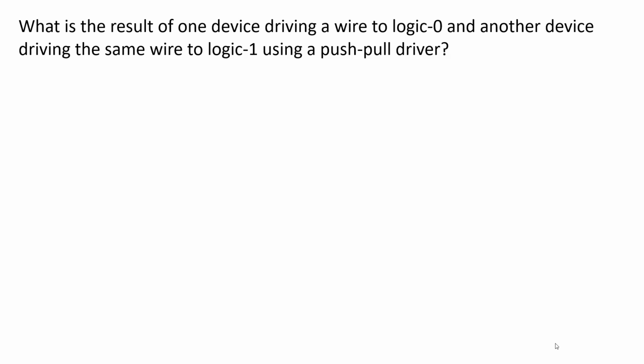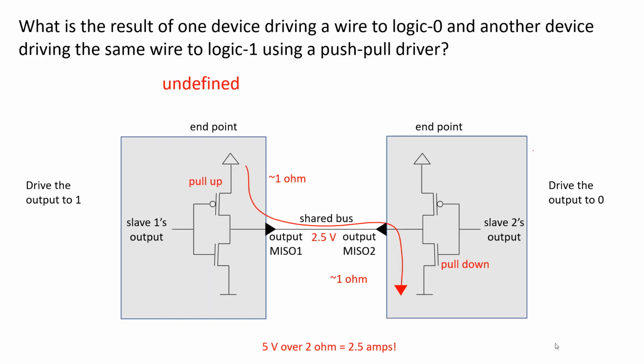Okay, what is the result of one device driving a wire to logic 0 and another device driving the same wire to logic 1 using a push-pull driver? So if that happens, you're going to have a low impedance path between power and ground. You got one driver pulling up, the other driver pulling down. That just basically opens up your circuit. The series resistance there is going to be the series resistance through the pull-up transistor combined with the series resistance of the pull-down transistor. So if the on resistance is 1 ohm in both cases, there's going to be a 2 ohm path between power and ground. Right? Now that's not counting these guys that are off because they're like a mega ohm. It has a negligible effect.